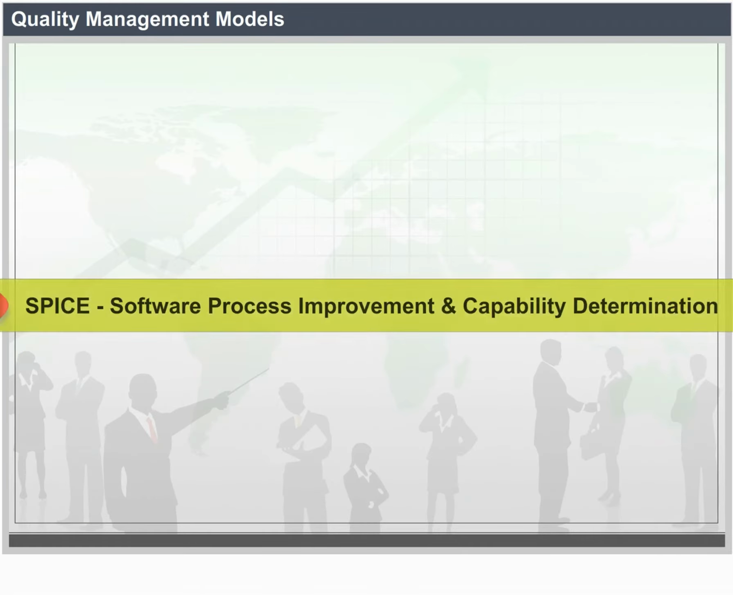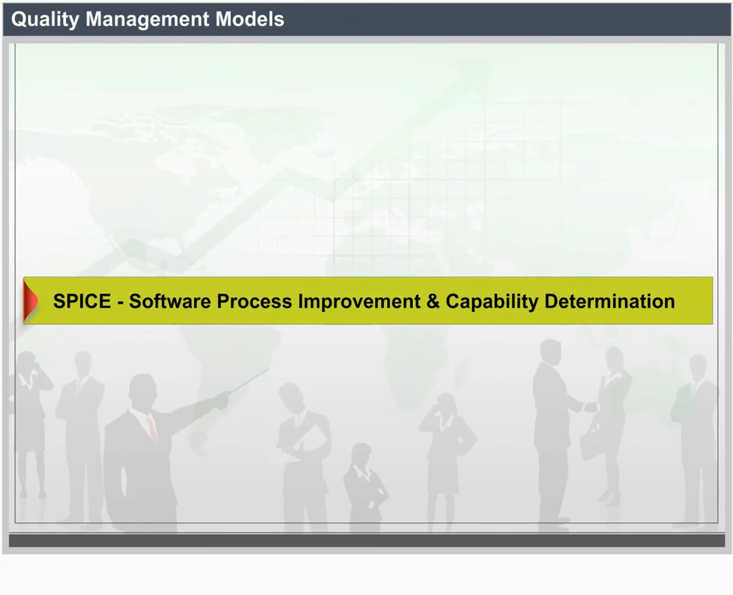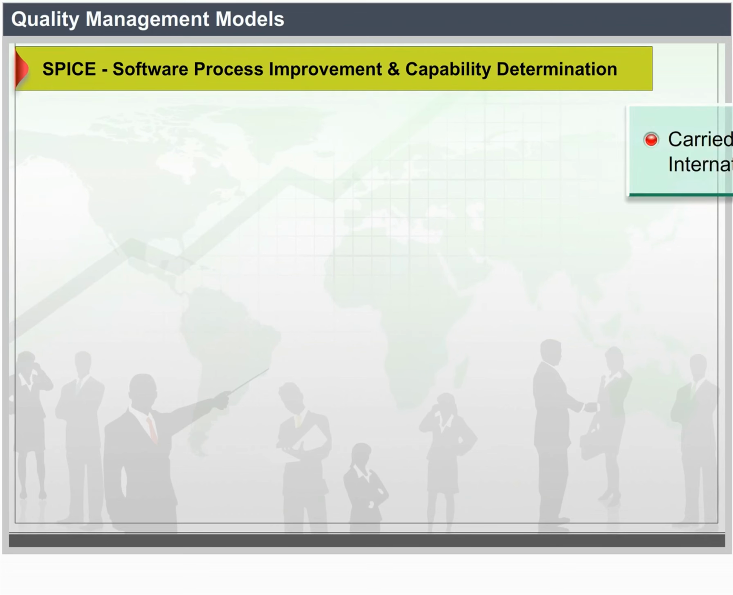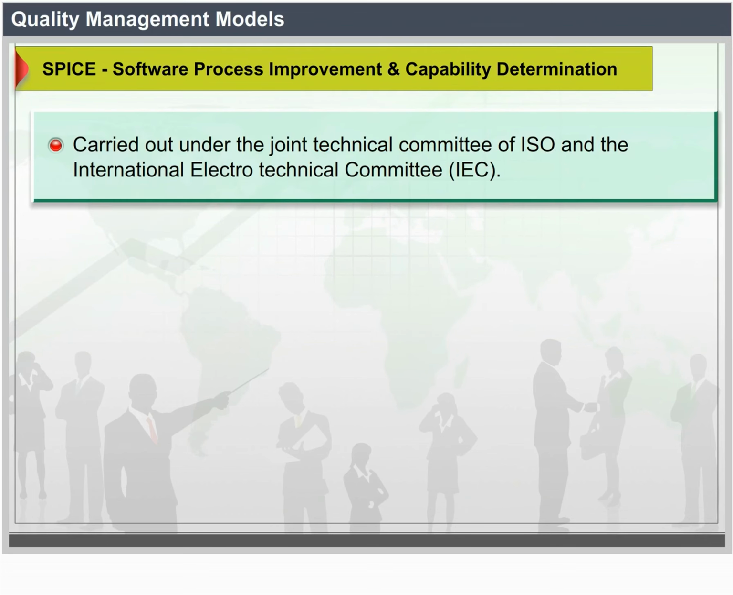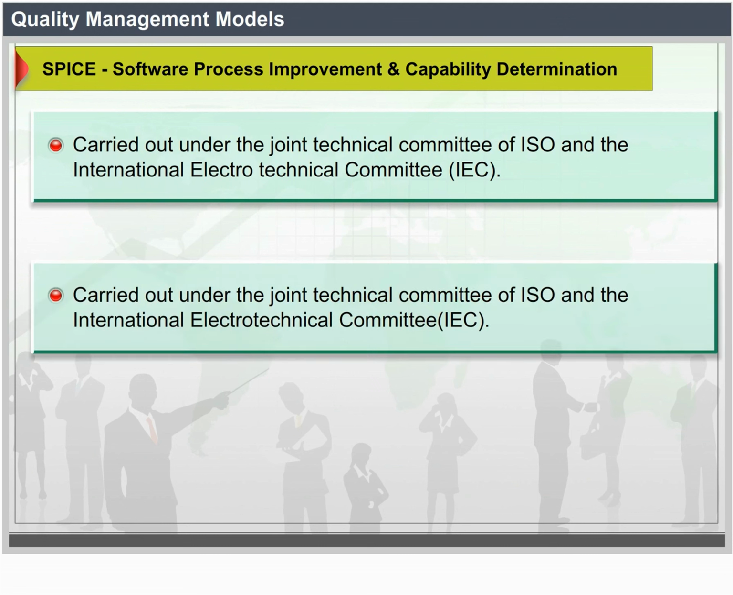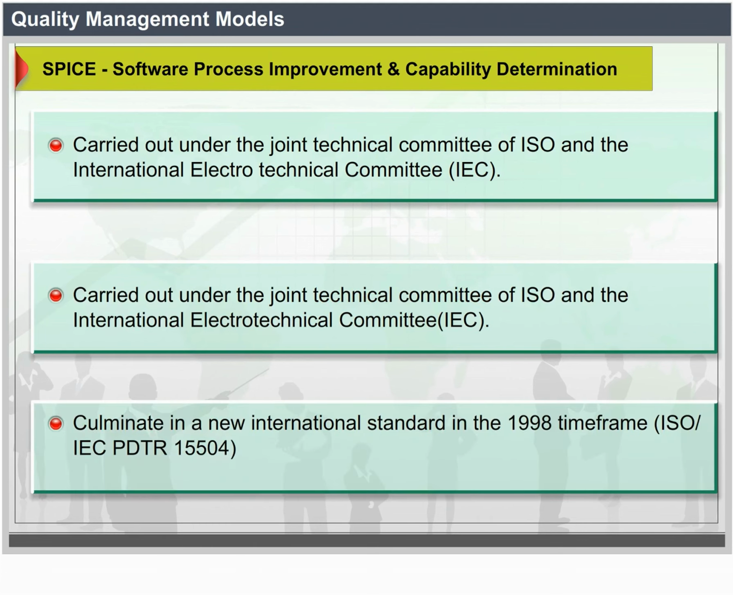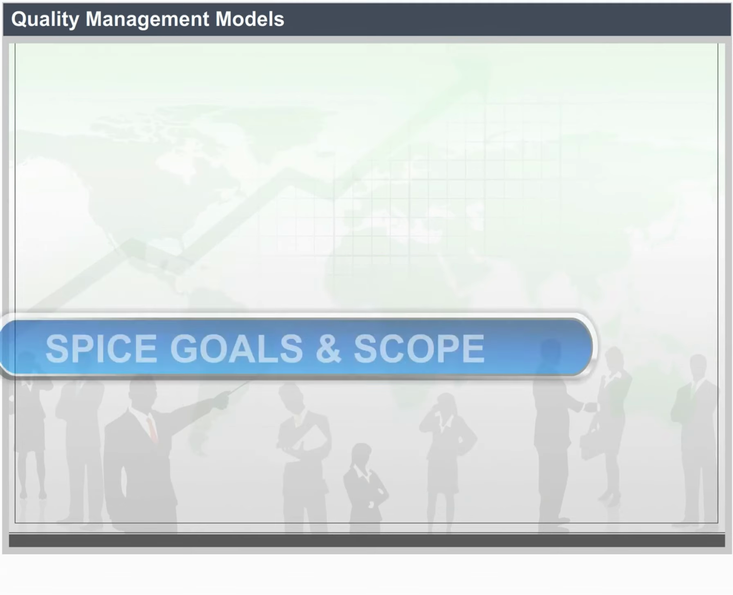SPICE, Software Process Improvement and Capability Determination. An international collaboration to develop a standard for software process assessment, carried out under the Joint Technical Committee of ISO and the International Electrotechnical Committee, IEC, culminated in a new international standard in the 1998 time frame, ISO IEC PDTR 15504. SPICE goals and scope.